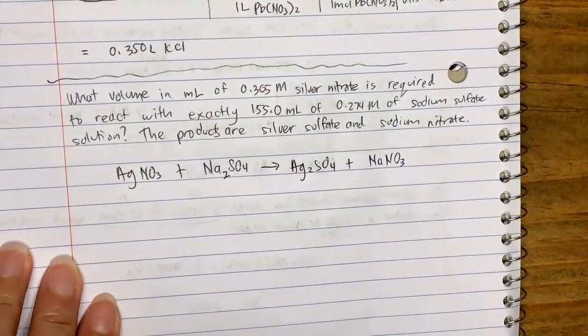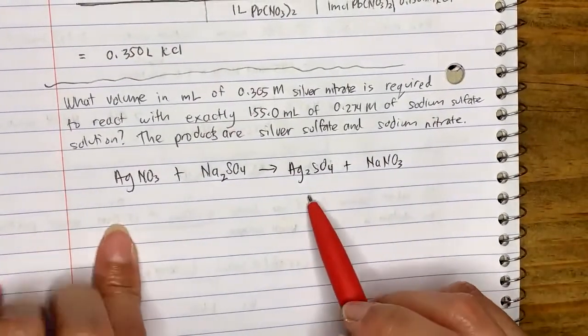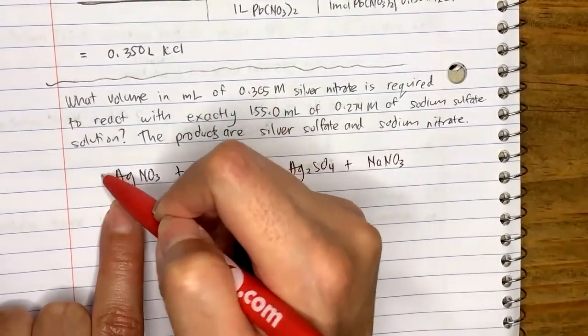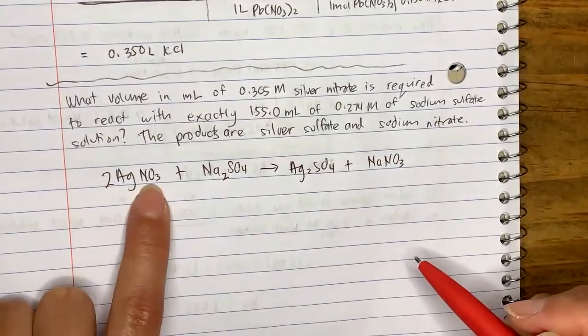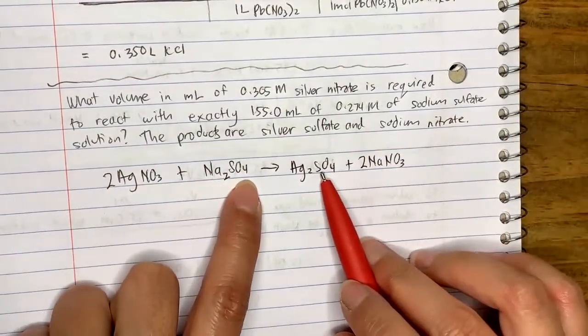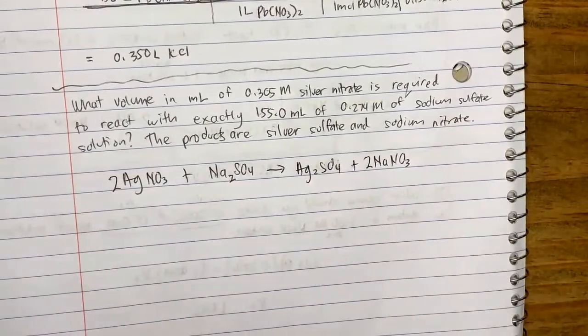Now let's go ahead and try to balance this, okay? We'll work on silver first because that's what I'm seeing right here. I'll put a 2 here, so I have 2 nitrates. I'll put a 2 here. That's sodium right there, sulfate. So this is now balanced.